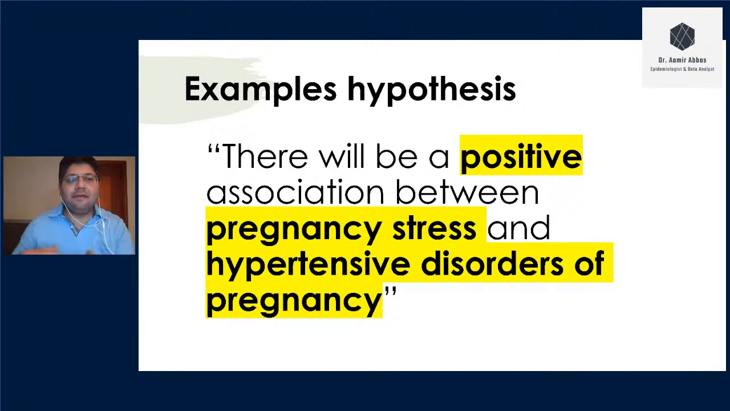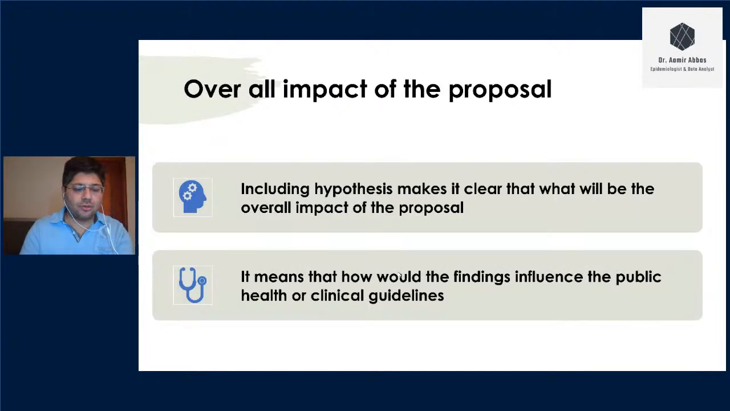For example, again, we are hypothesizing that there is a positive relationship between the exposure and the outcome, and the exposure in this case is hypothesized to be pregnancy stress, and the outcome is hypertensive disorders of pregnancy. So in this way, you can convert your specific aim into a hypothesis.